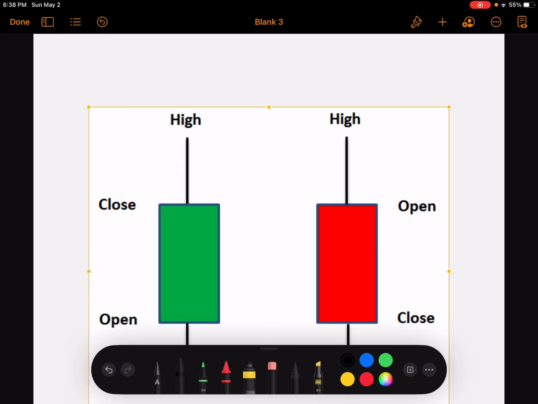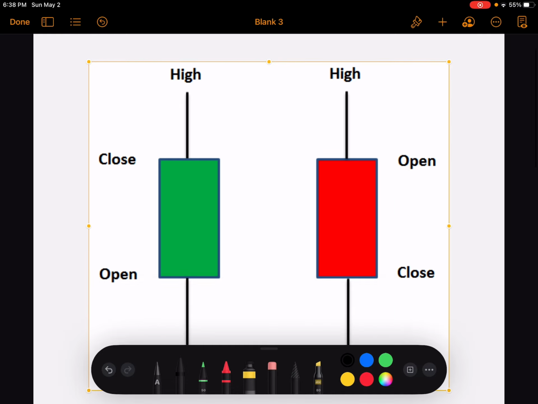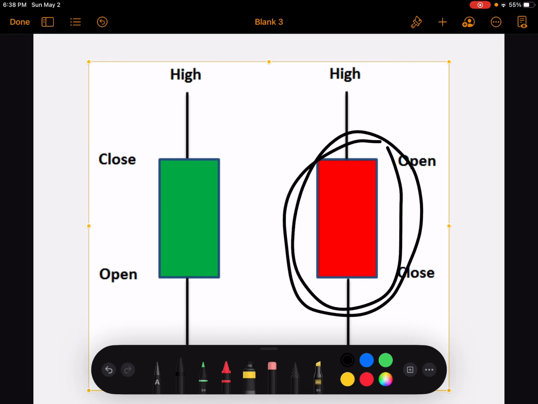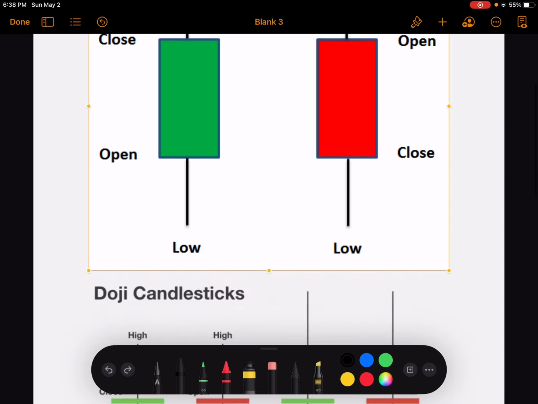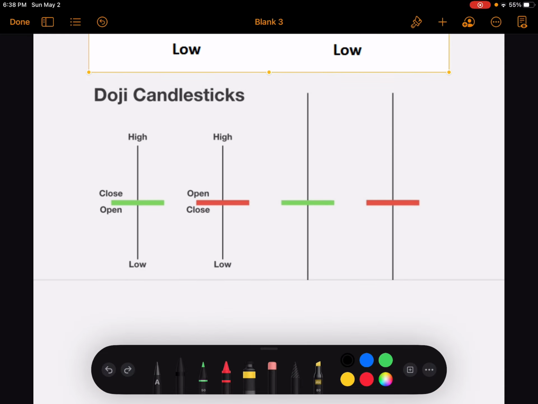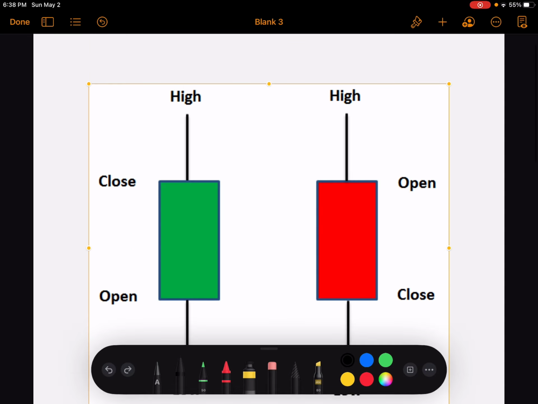I'm going to do a little video for you guys today explaining what candlesticks are and how to read them. There are actually three types of candlesticks. We have bullish candlesticks, which are green candlesticks, red candlesticks, which are bearish candlesticks, and then we also have dojis, which I'm going to go over after I go over bullish and bearish candles.